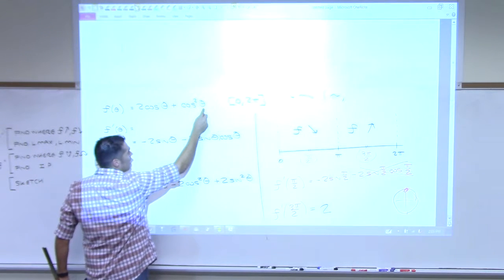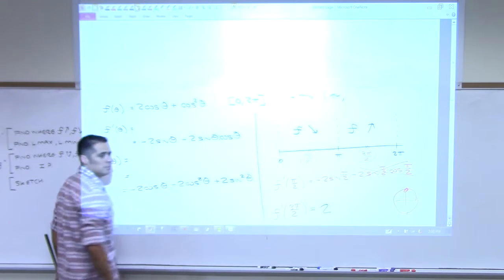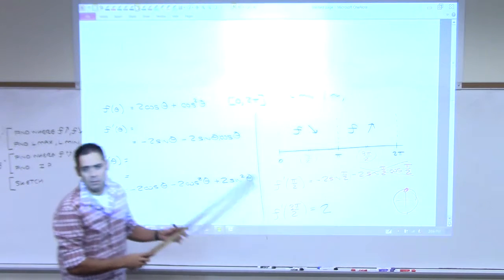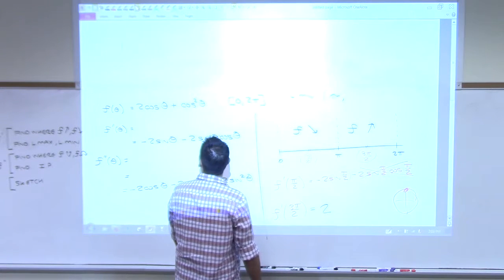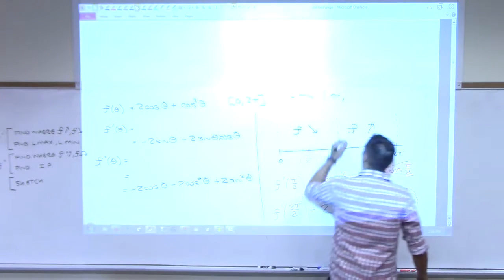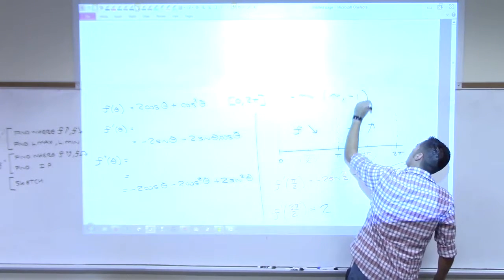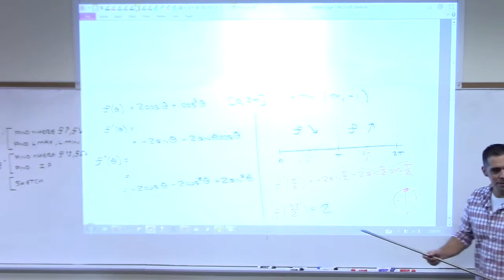What's cosine of pi? Negative 1 squared. 1. 2 plus 1? Wait, was it 2? It was negative 2 plus 1, which is negative 1. So pi, negative 1 is a local minimum. We all good?